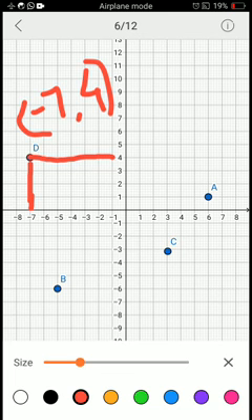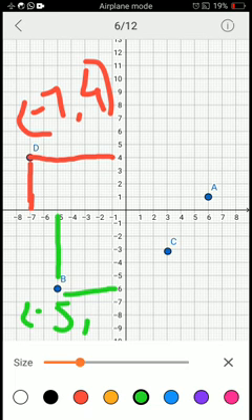Now see the point B. Again, drop the perpendiculars on the x and y axes respectively. So what are the coordinates of B? It is (-5, 6).